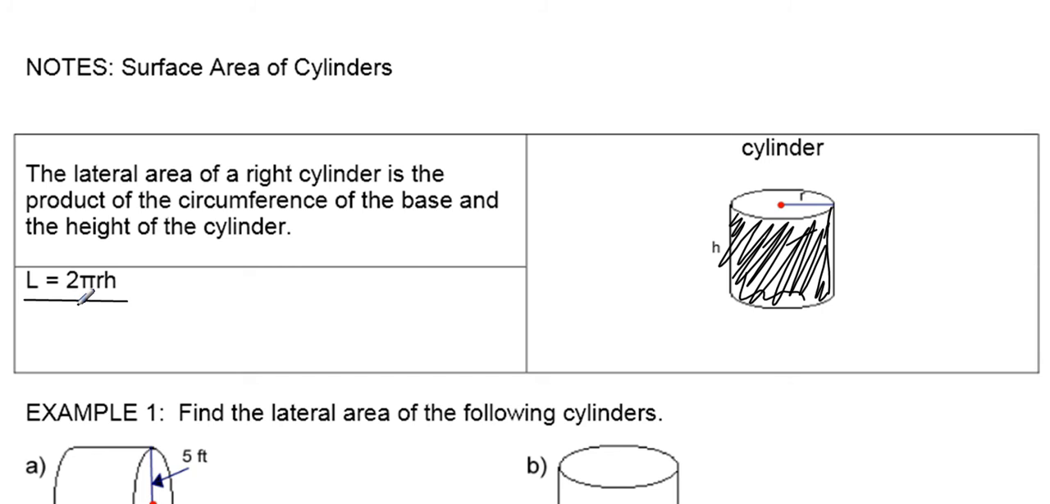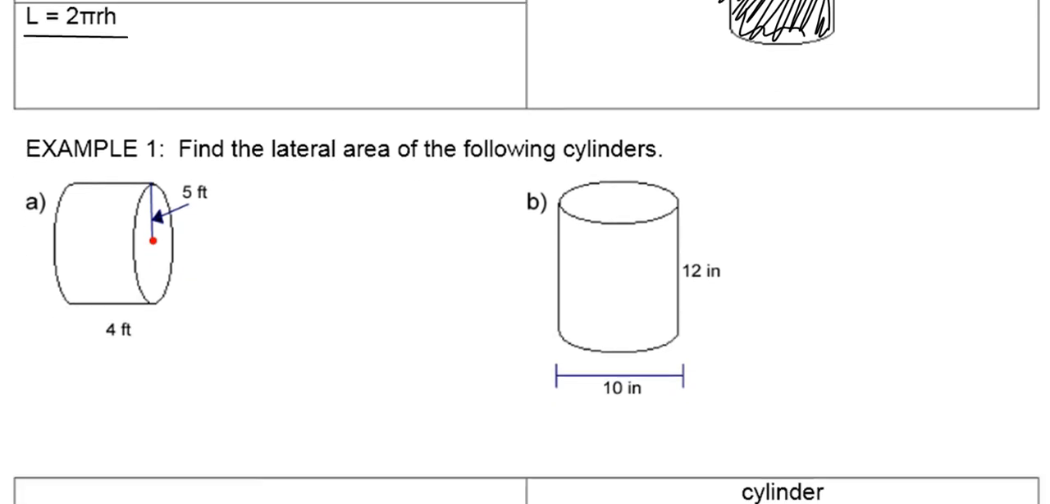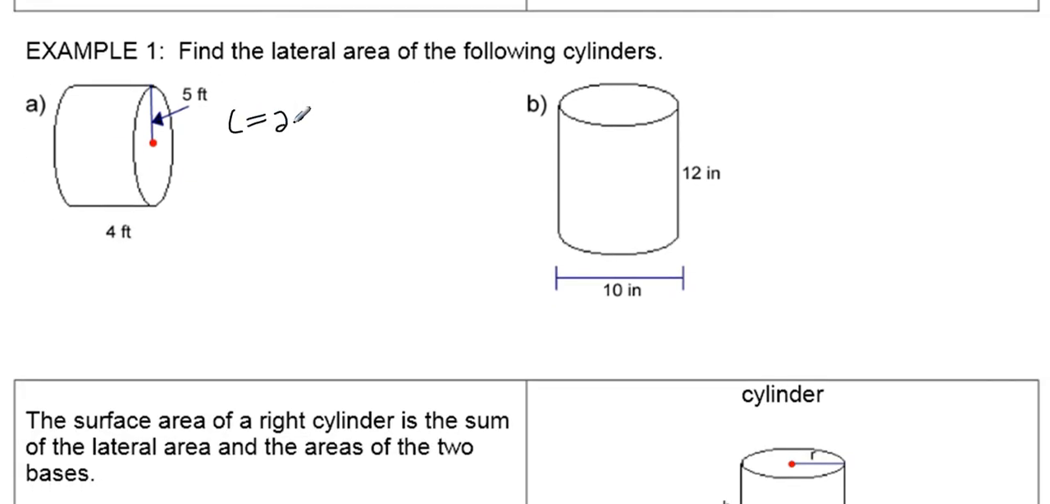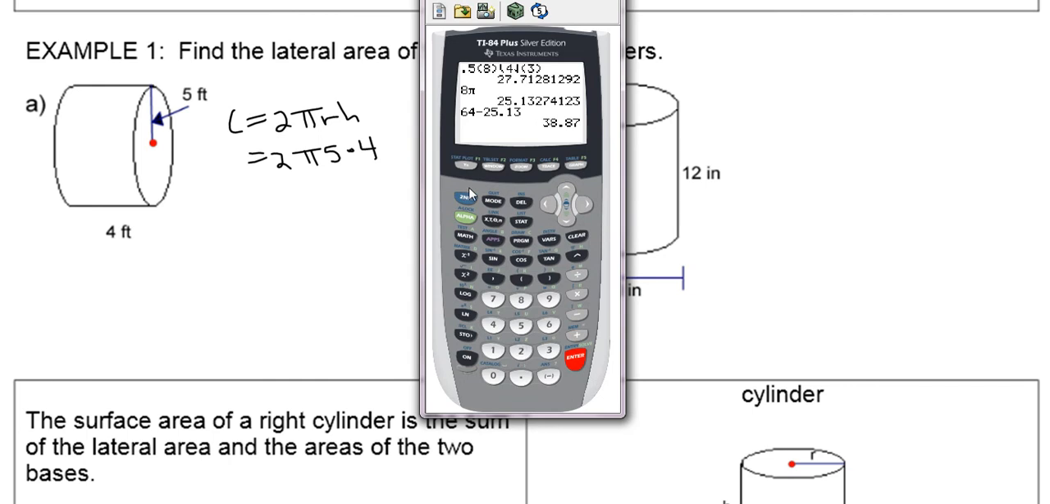The formula for lateral area is just a plug and chug formula. It's 2 times pi times the radius times the height. So for the first example, the lateral area would be 2 times pi times the radius, which is 5, times the height, which is going to be 4. So this is just putting values into your calculator. 2 times pi times 5 times 4. And we're going to stick with the nearest tenth, so we'll have 125.7 square feet.